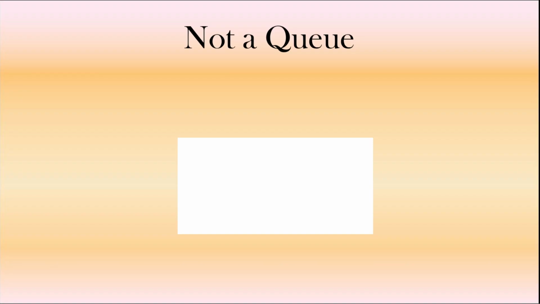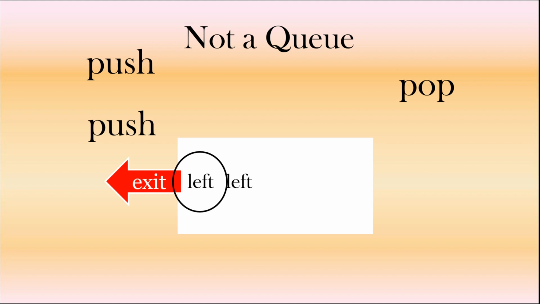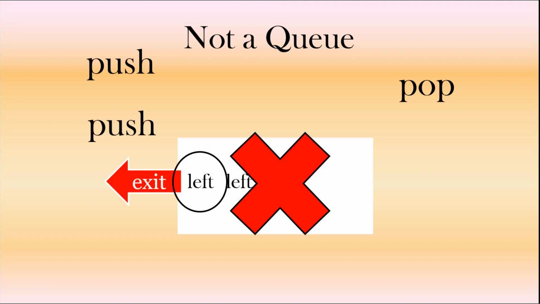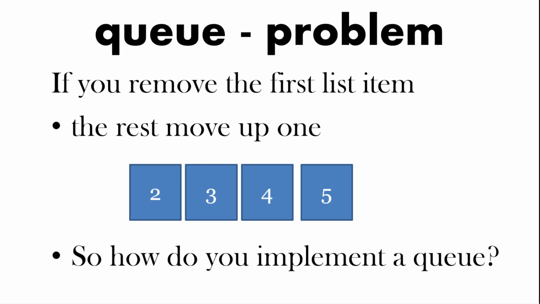Remember when we had a queue that didn't work for the maze because it was the wrong left? With a queue, we want to leave from the front, but we can't do that with a list, can we? So when you remove the first item, the rest will move up one. So in this example, 1 has gone, and now we move 2, 3, 4 and 5 forwards. So how would you implement that? That's going to be quite expensive if you move everything in a list.